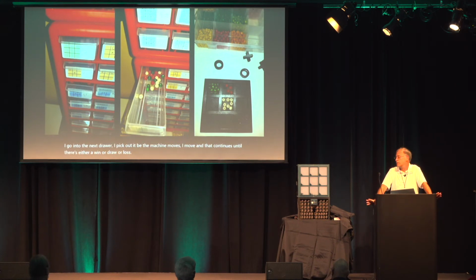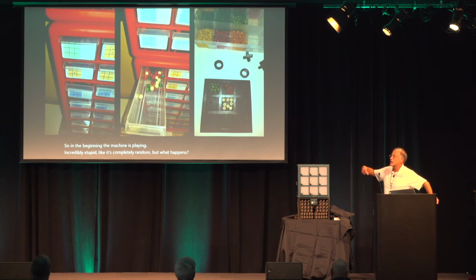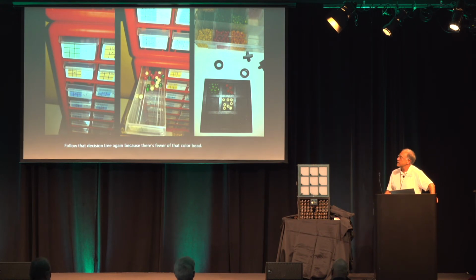So in the beginning, the machine is playing incredibly stupidly. It's completely random. But what happens? If the machine loses, it's less likely to follow that decision tree again because there's fewer of that color bead. If the machine wins, I go into my little handy-dandy box and refill the bead I took out plus 2 more.